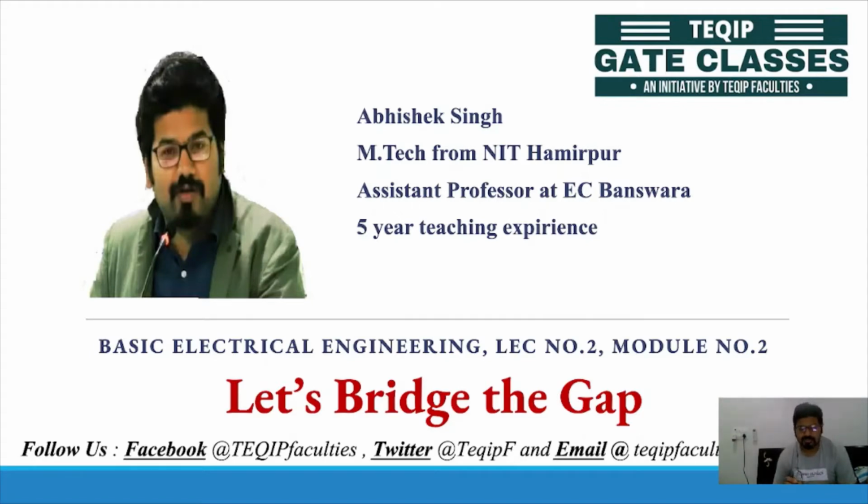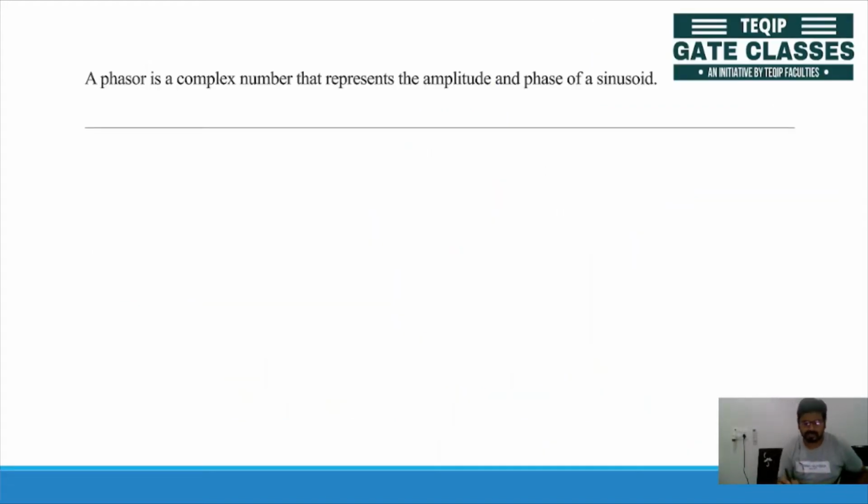So last lecture we started our second module, that is AC circuit, and in our first lecture we discussed the properties of some sinusoidal alternating quantities and average and RMS values of some alternating waveforms. Okay, so today we will start with the phasor. Let's first discuss what is a phasor.